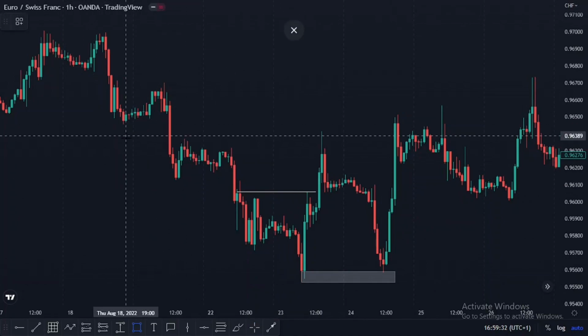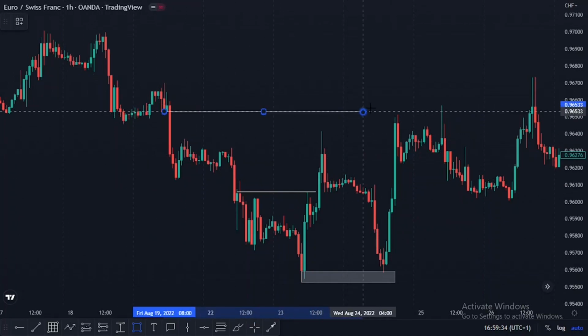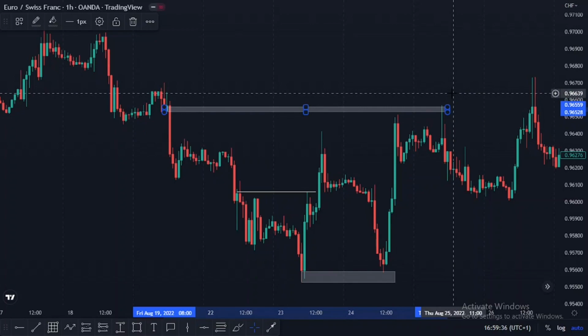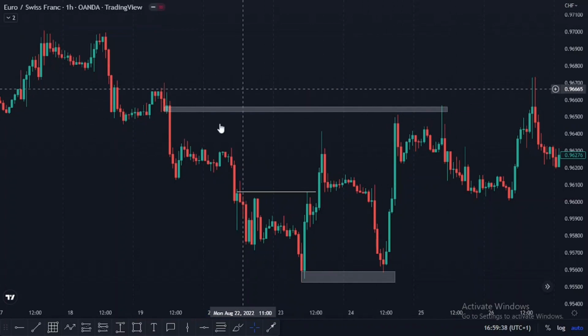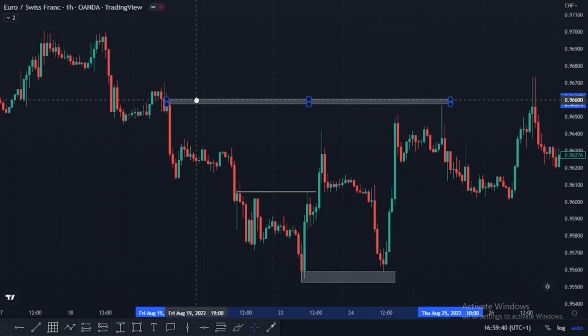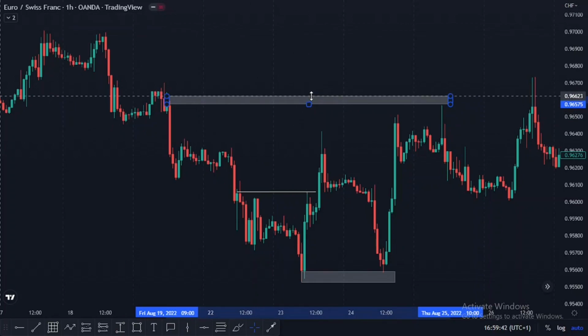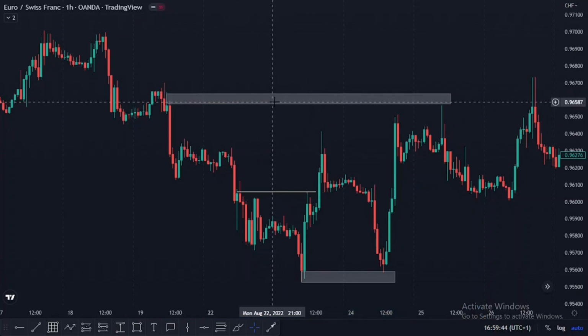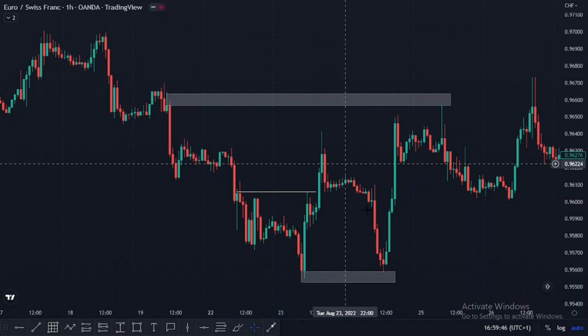Now let's look at this supply zone over here. That is the supply zone, right? Yes, that is the supply zone. But look at this supply zone now. Had I refined it with the wick, let's assume I went with the refinement of the wick, what happened? I would have missed it, just like I explained here.